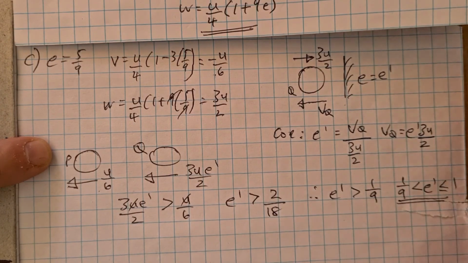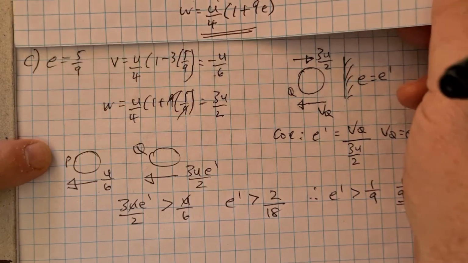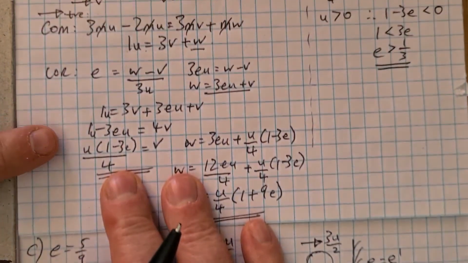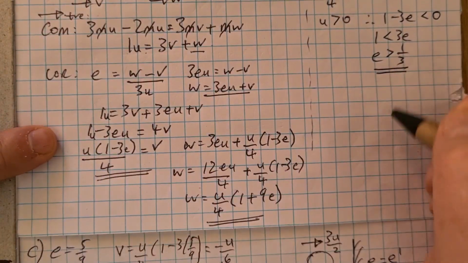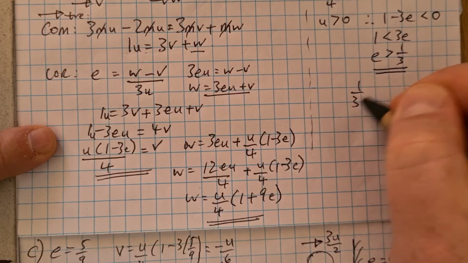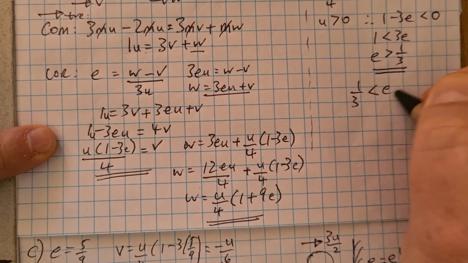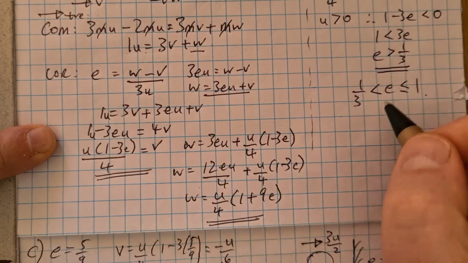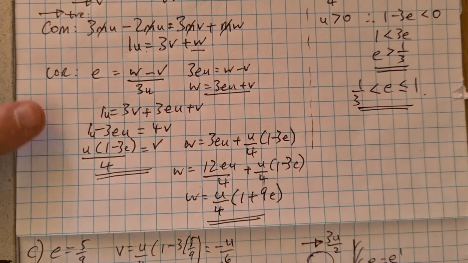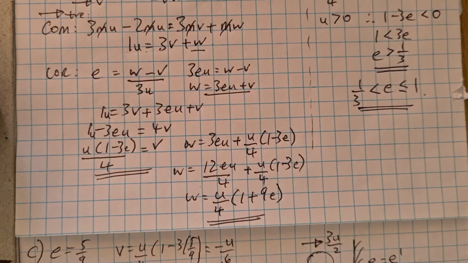As we should have really said in part B, if I bring that down again, we shouldn't really have left it as e is greater than a third. It should really be 1/3 is less than e, which is less than or equal to 1, as we know our value for e varies between 0 and 1.